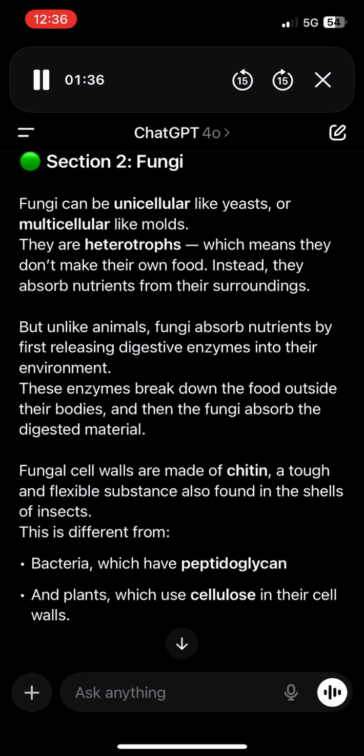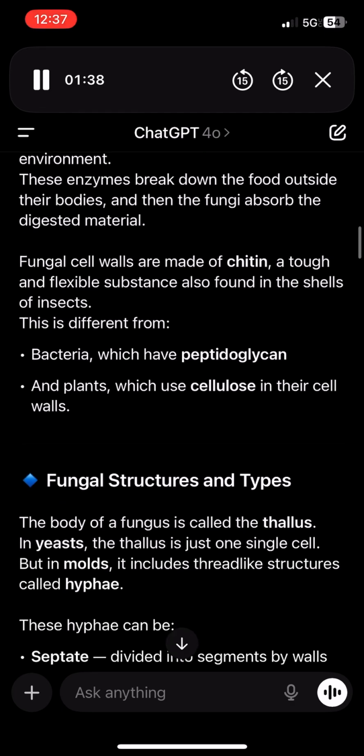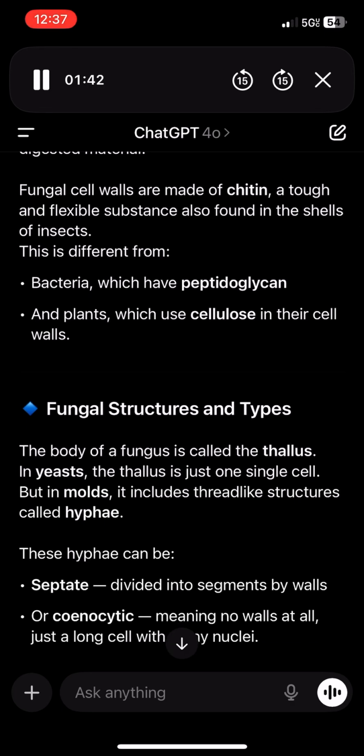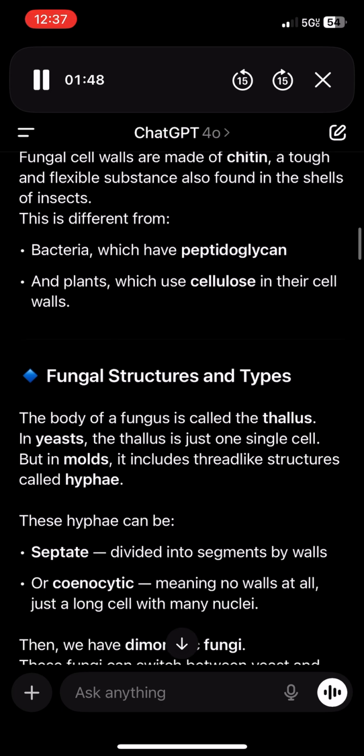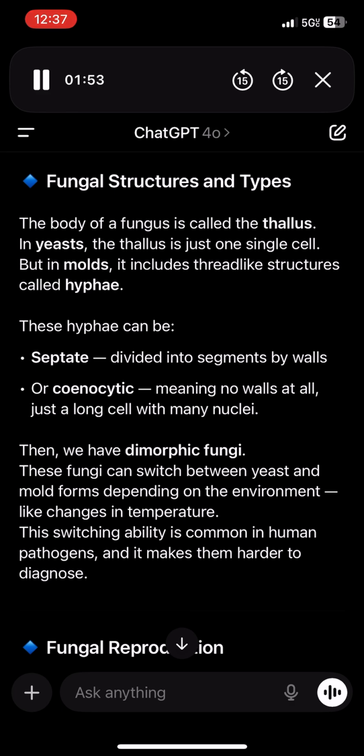Fungal cell walls are made of chitin, a tough and flexible substance also found in the shells of insects. This is different from bacteria, which have peptidoglycan, and plants, which use cellulose in their cell walls. Fungal structures and types. The body of a fungus is called the thallus. In yeasts, the thallus is just one single cell, but in molds, it includes thread-like structures called hyphae.